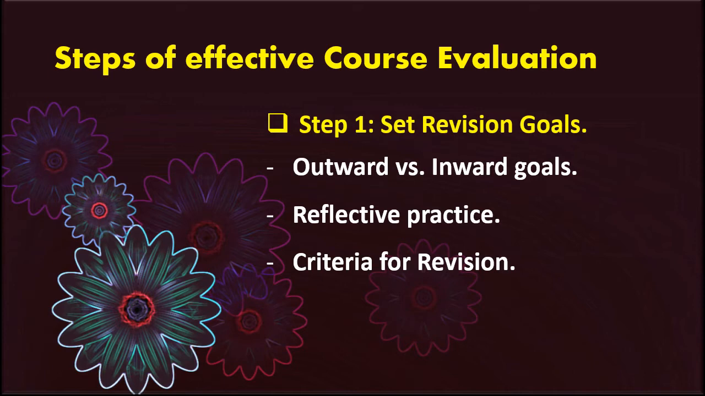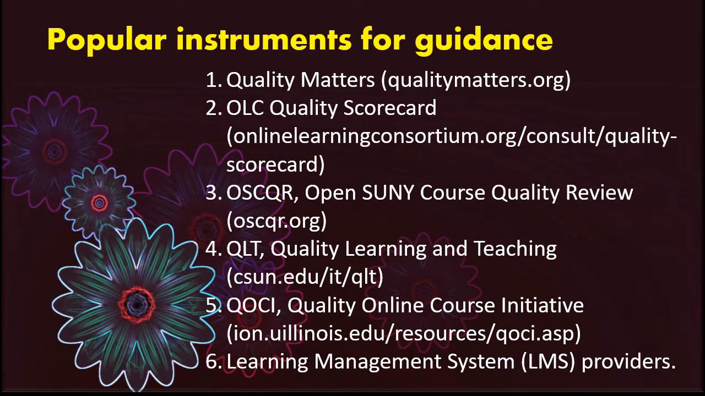We have to set criteria for revision. After we set the goals, what we are going to review, we have to use criteria for revision. There are many popular instruments for guidance, but the faculty or the institution can develop their own instrument of revision, or select one of these guidance tools to follow.